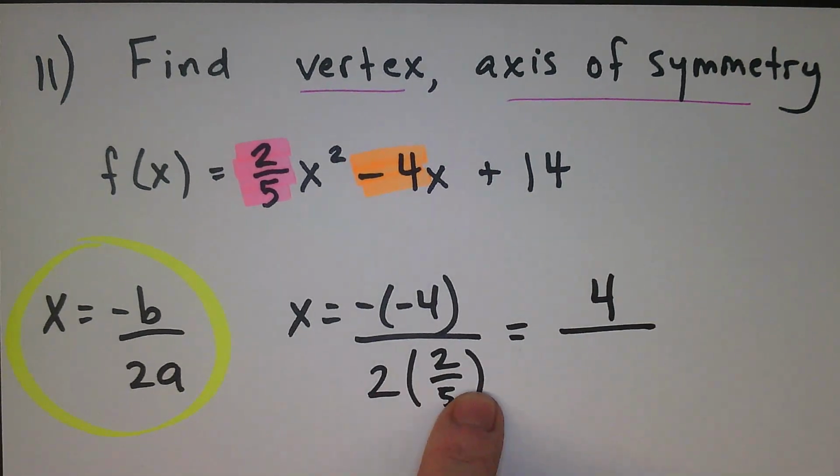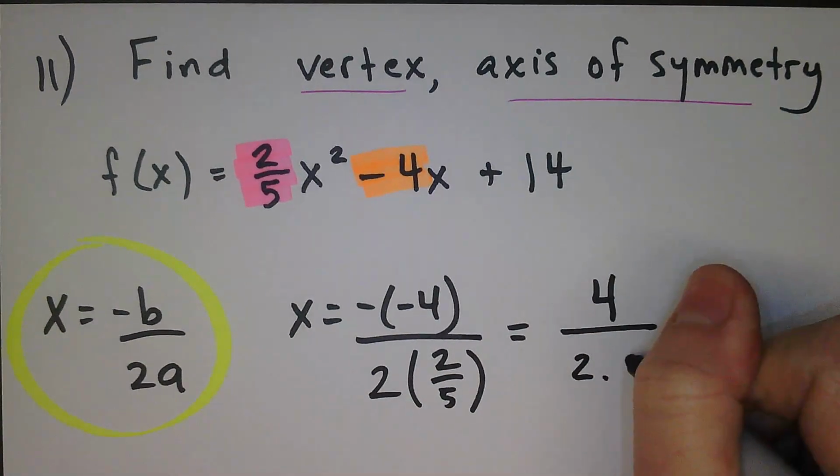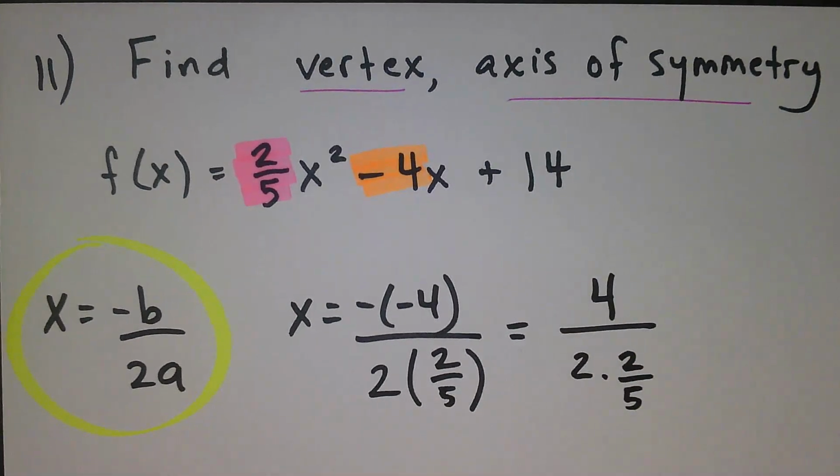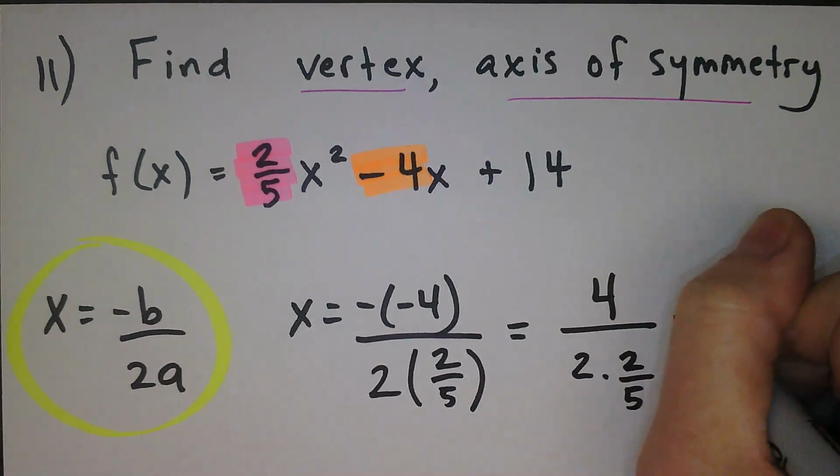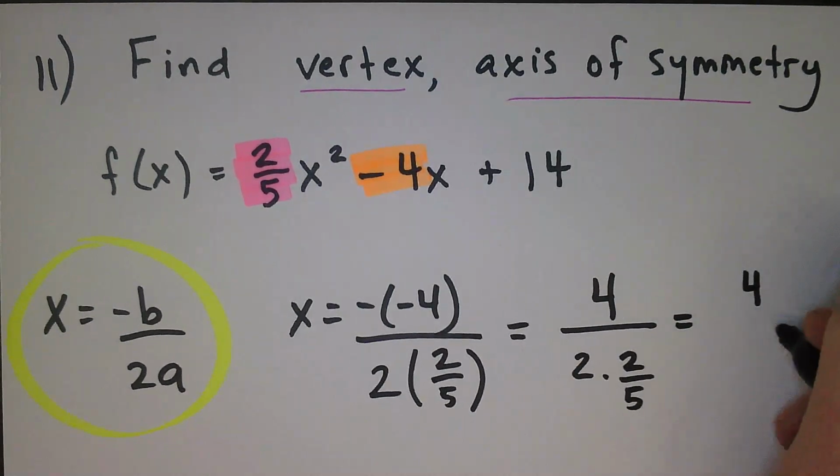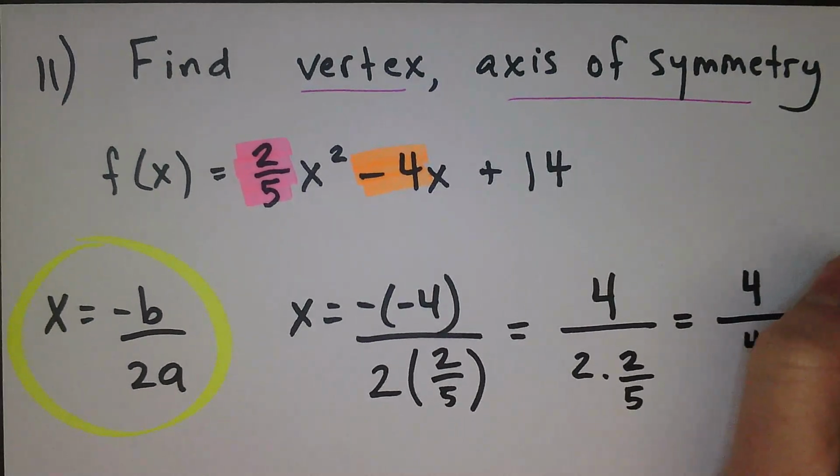And then I'm just going to multiply these two fractions. It's 2 times 2 over 5. When we multiply fractions, we just multiply straight across. So that would be 4 over 5, 4/5.